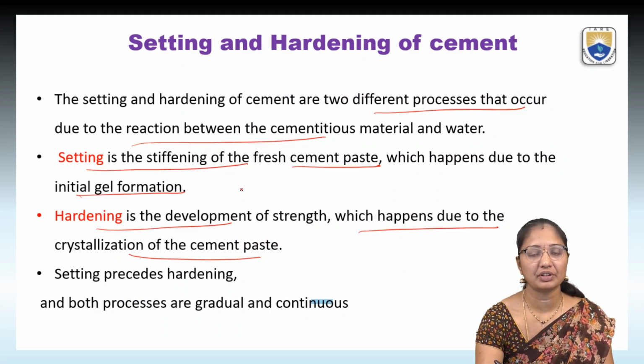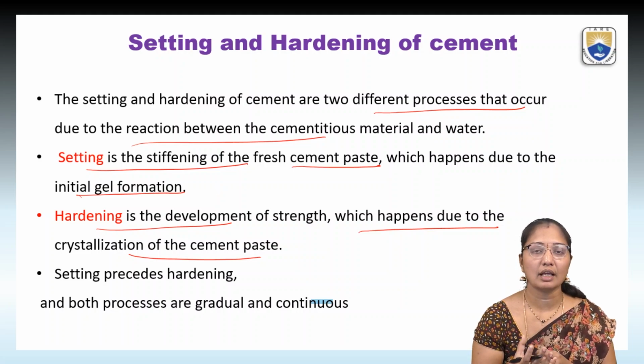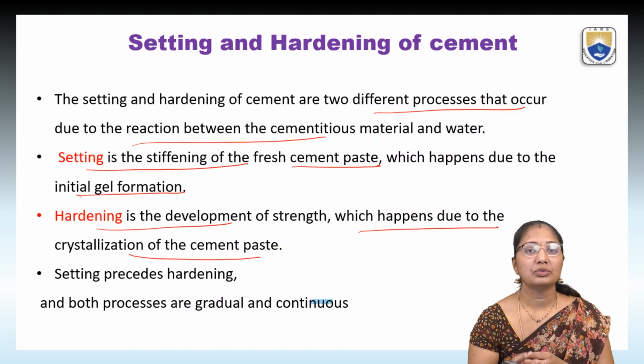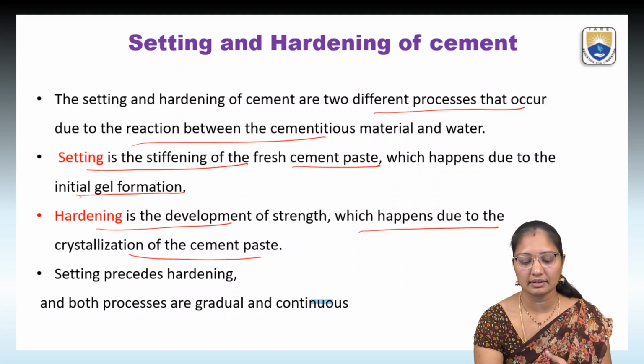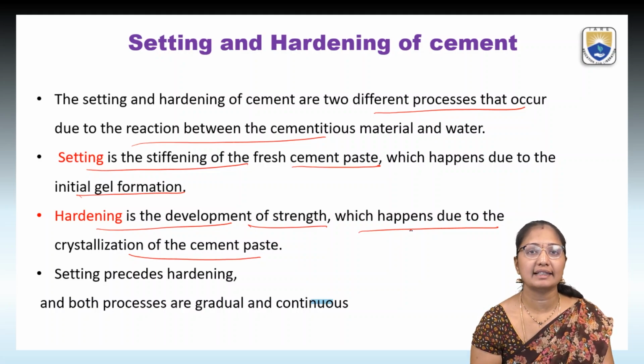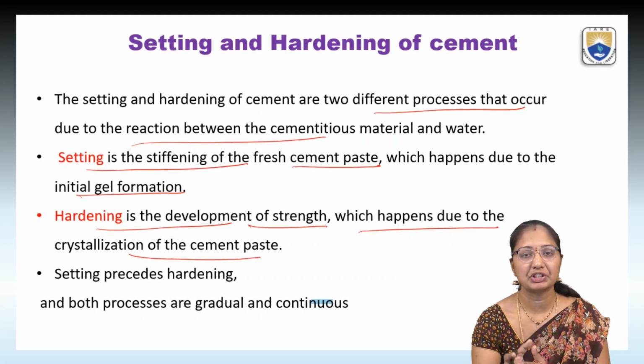Here, first gel formation: setting means it becomes a plastic mass or plastic paste, which is called cement paste, due to the gel formation. It gives a stiff, rigid structure. Coming to the hardening, it becomes very hard because of the development of strength. This happens due to the crystallization of the cement paste, converting from the gel form to the crystalline form, which gives the strength and becomes a very hard material.